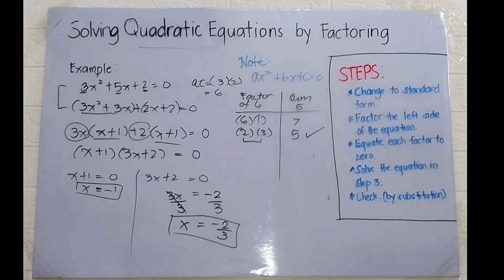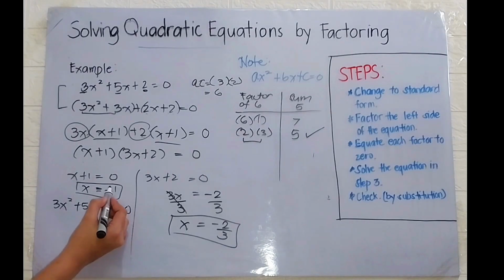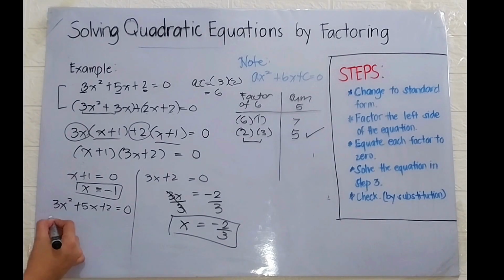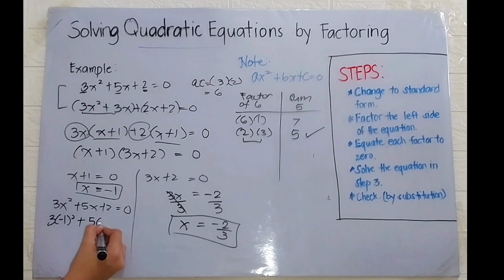Let's check if our values of x are correct. Let's copy the original given. So, 3x squared plus 5x plus 2 is equals to 0. Since our value of x is negative, let's use parentheses, okay? So, 3 times negative 1 squared plus 5 times negative 1 plus 2 is equals to 0. Alin ang una natin isosolve? Is it negative 1 times 3 or negative 1 squared? Using the PEMDAS, parenthesis, exponent first before multiplication.